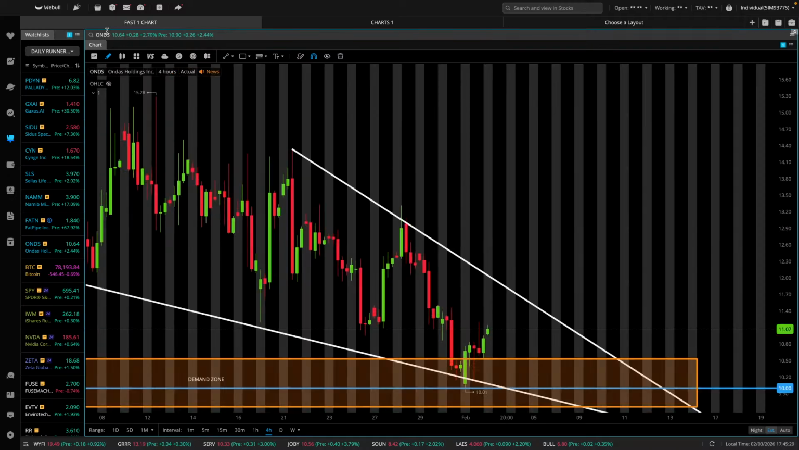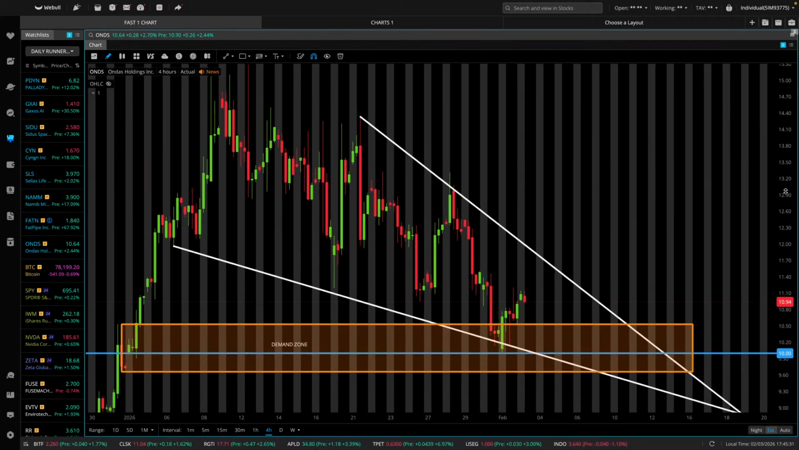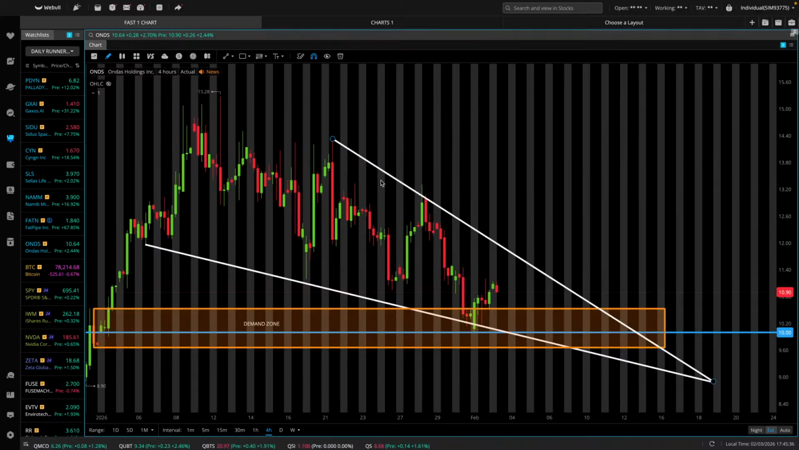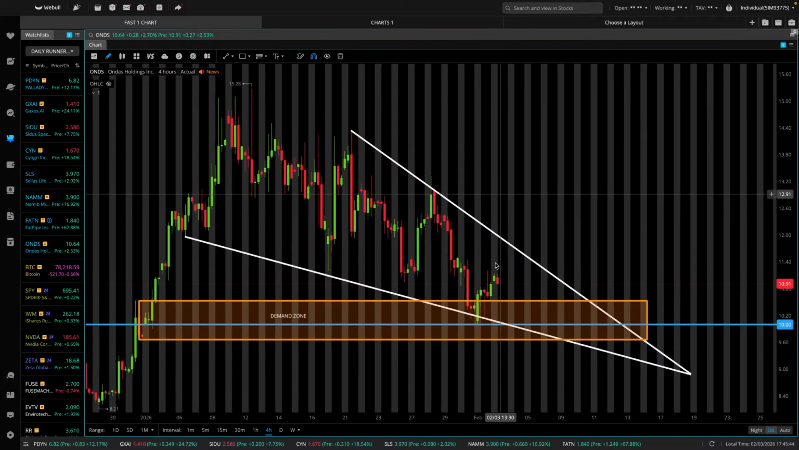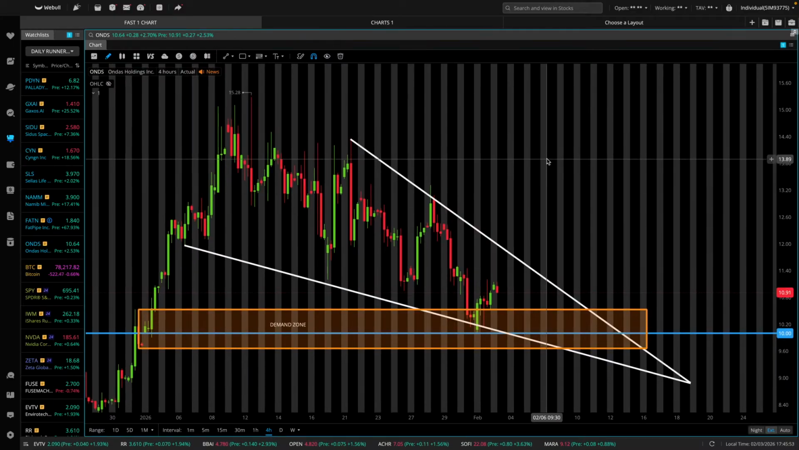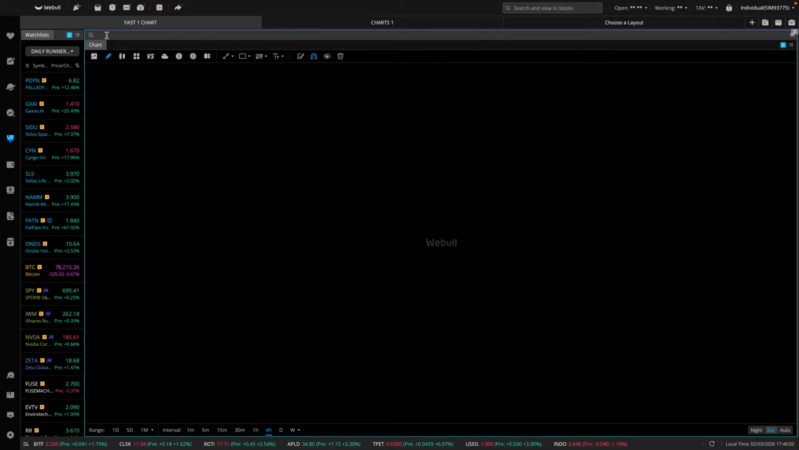ONDS. What's happening with ONDS? ONDS, this one was very, very, very frustrating. I'm actually surprised that I still have a screen that I'm looking at because I was about to smash it up this morning. Because I gave this as a trade yesterday in the Discord. It literally hit my stop loss at 10.15 and then it reversed right up to my first target, which was very frustrating to watch. But that's part of trading, and I'm just happy and grateful that I didn't lose more than I wanted to. So it is what it is. But yes, it is effing annoying when something like that happens.